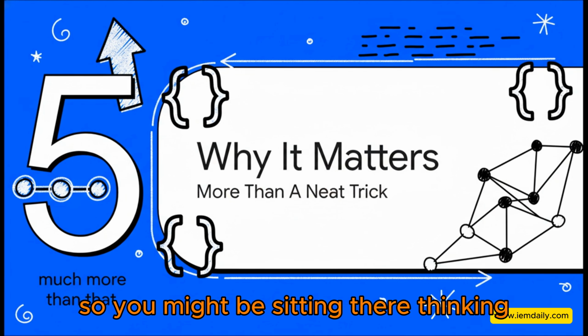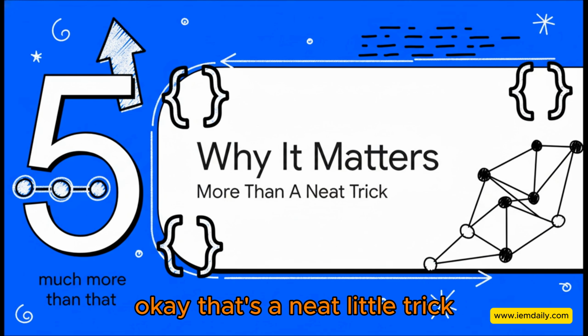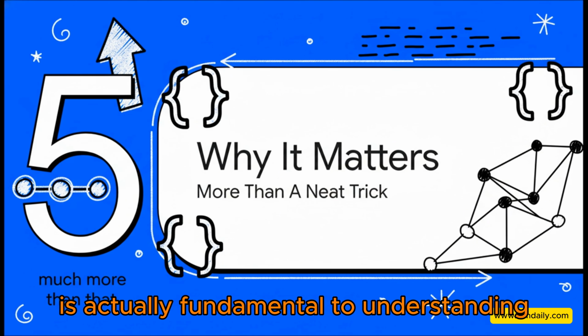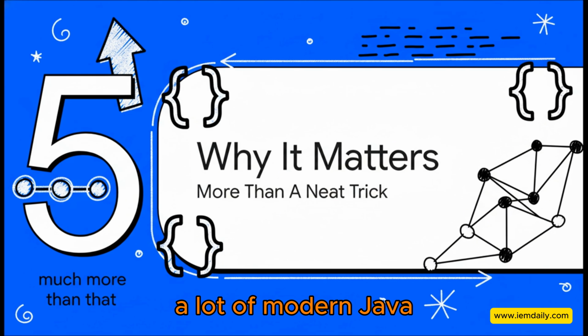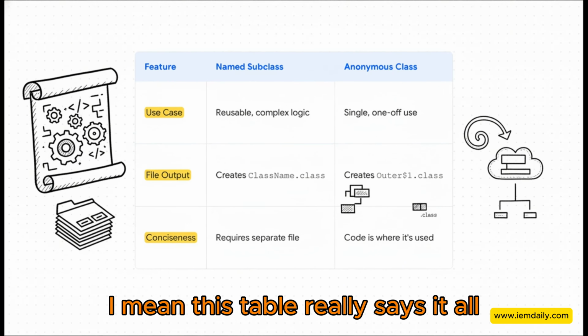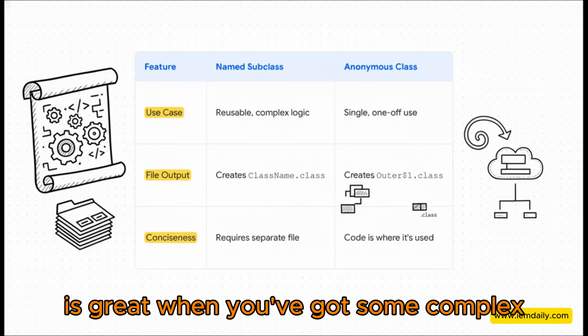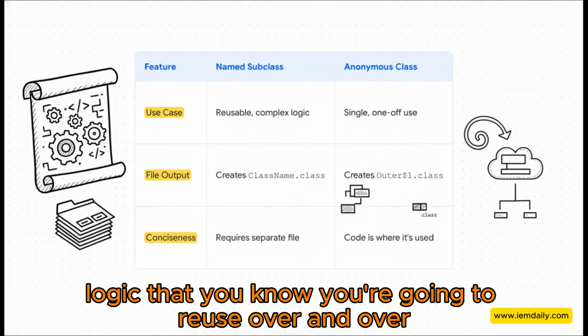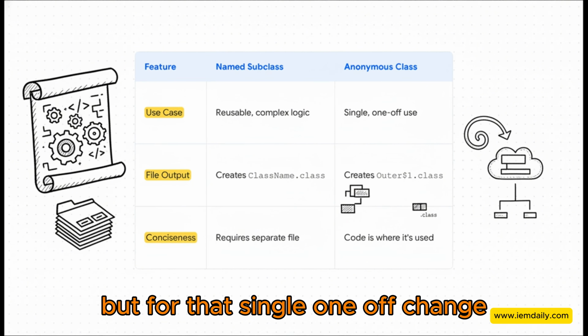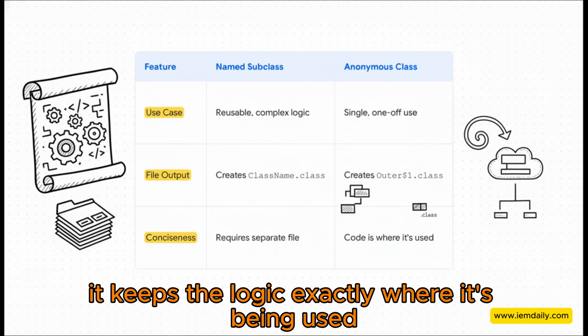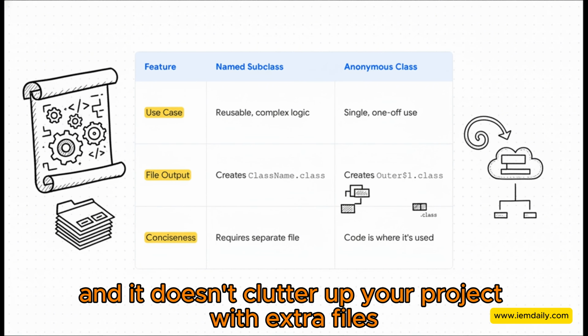So you might be sitting there thinking, okay, that's a neat little trick, but it is so much more than that. Understanding this concept is actually fundamental to understanding a lot of modern Java. I mean, this table really says it all. A named subclass like our class B is great when you've got some complex logic that you know you're going to reuse over and over. But for that single, one-off change, the anonymous class is way more concise. It keeps the logic exactly where it's being used, and it doesn't clutter up your project with extra files.